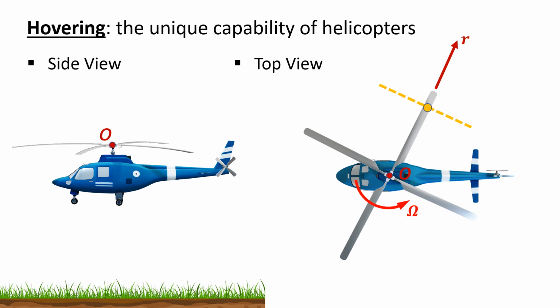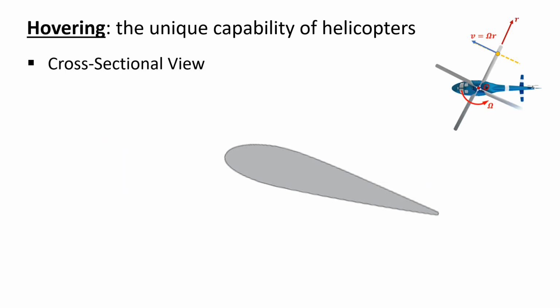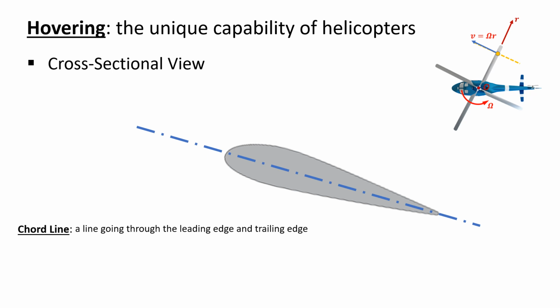So if we take a look at this highlighted blade section here, we know the blade has a rotational speed of omega times r, where r is the radial coordinate of this section. Okay, so now let's cut through that section, and we will have a cross-sectional view of the blade. So now let's introduce a few terminologies.